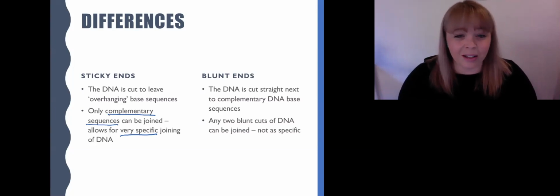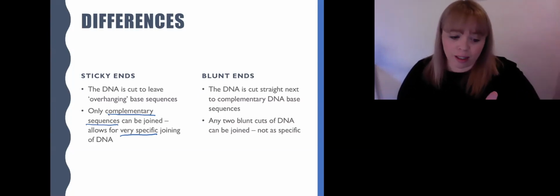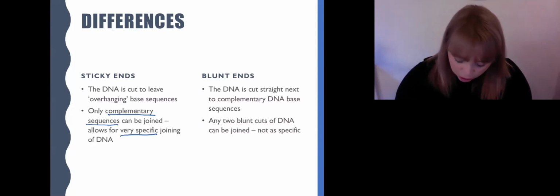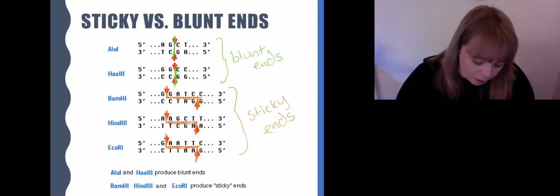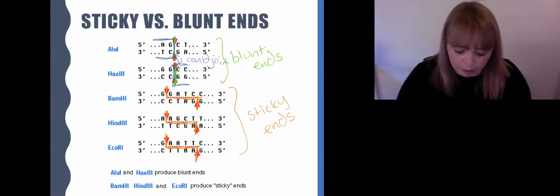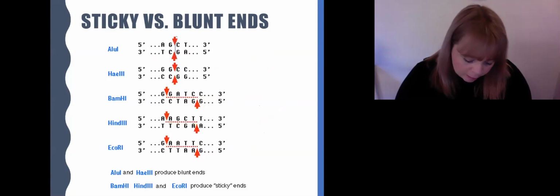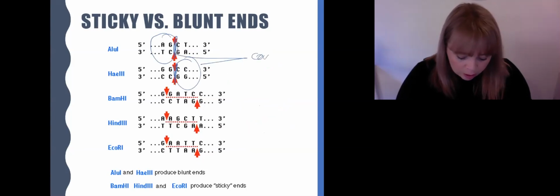With a blunt end, because the DNA is cut straight down the middle, it means that you can join together any 2. So I'm jumping back here to show you. So it means that if you cut down here and had this one, and if you cut down here, these 2 pieces of DNA could join together. Yeah, I'm just going to clear off my pen markings. So if you cut down here and cut down here, you could get this piece of DNA and this piece of DNA. They could join.